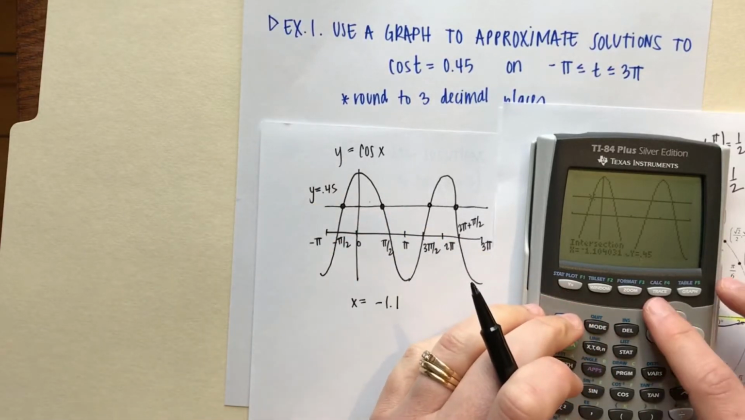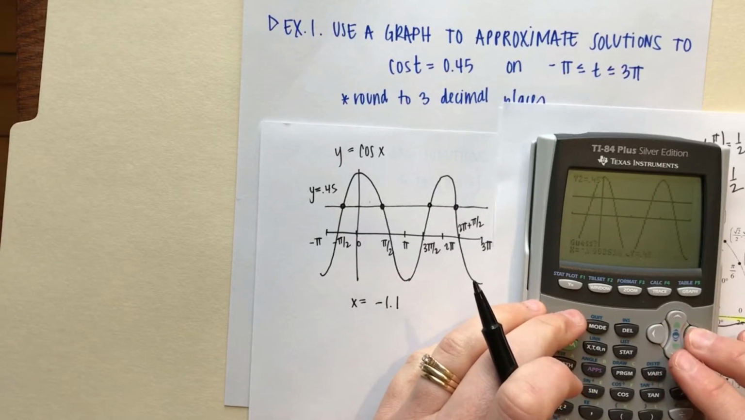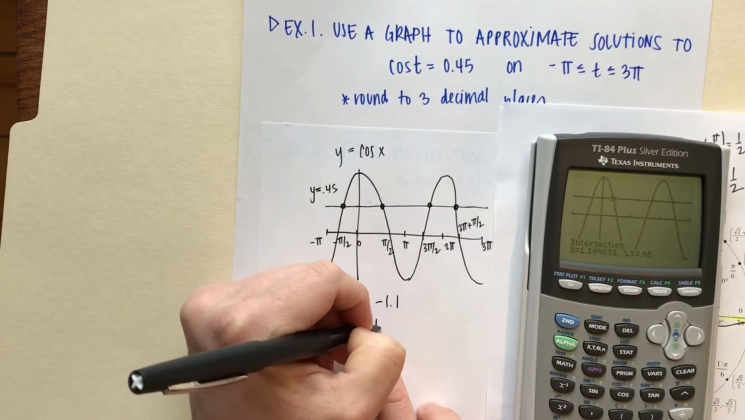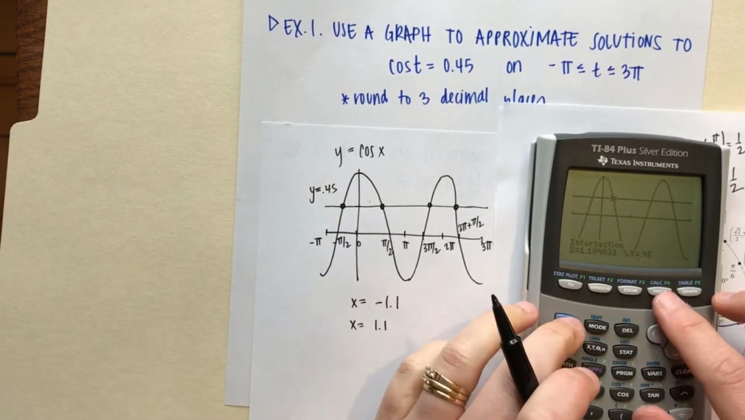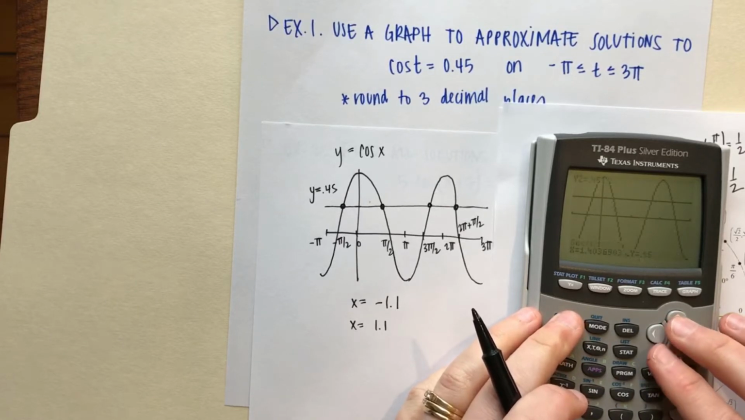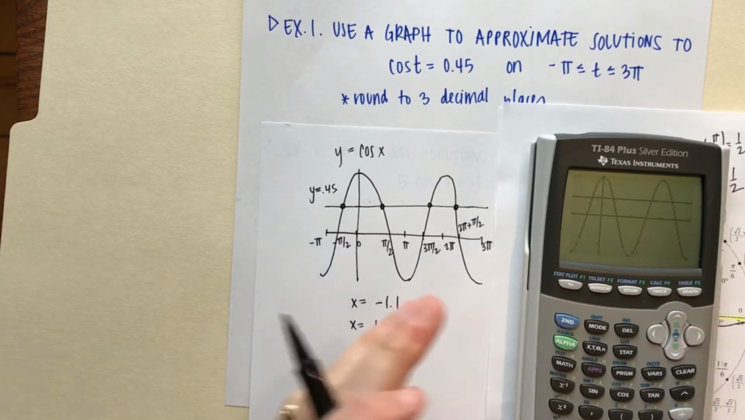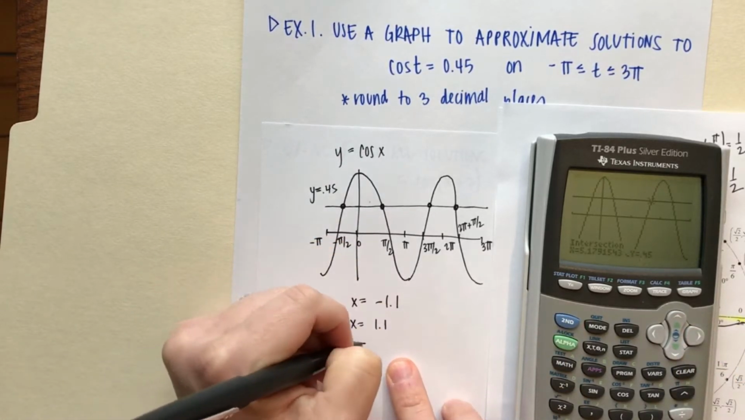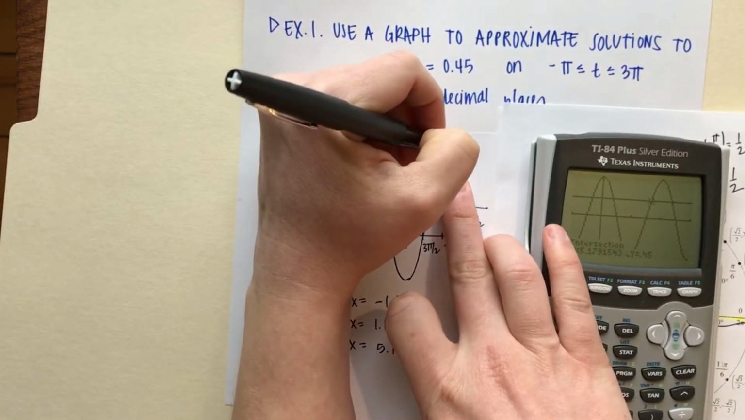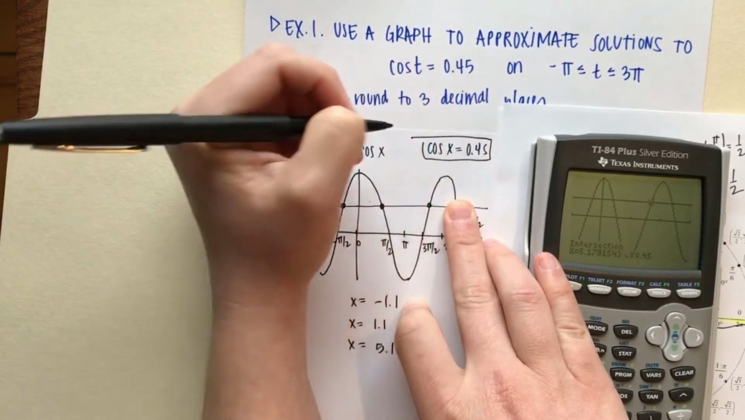Let's do it again. Second value, +1.1. We have beautiful symmetry. Again, taking a guess, the graphical intersection. Anytime I'm looking for a solution, I'm looking for the x values that make the equation cosine of x equals 0.45 true. What makes this a true statement?